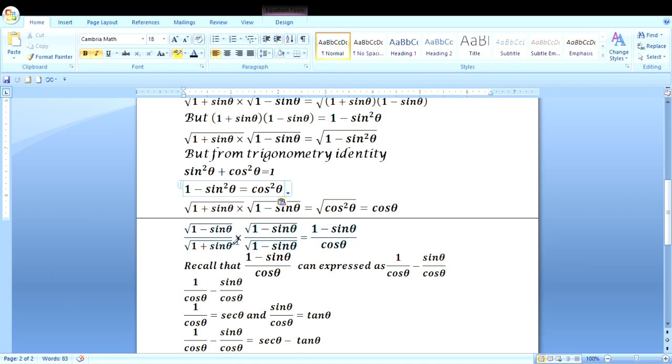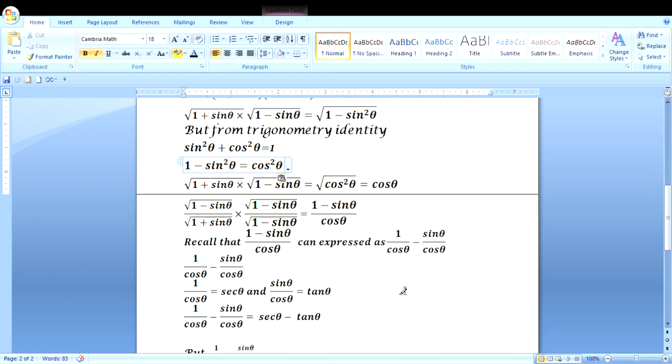So the whole of our expression from the beginning becomes 1 minus sine theta over cos theta, since the numerator is 1 minus sine theta and the whole denominator is cos theta. Now, we also recall that this expression can be expressed in the form of fractions, where the denominator is the common denominator. This can be written as 1 over cos theta minus sine theta over cos theta.